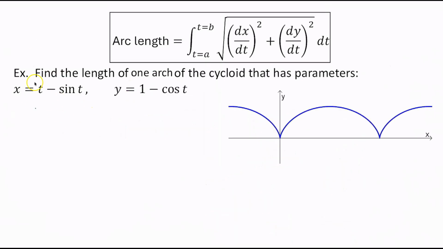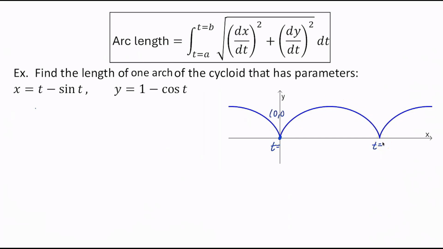In this example, I want to find the length of one arch of the cycloid that has parameters x equals t minus sine t and y equals 1 minus cosine t. So this is very similar to the cycloid from earlier, except that the parametric equations were multiplied by 2. So here, in order to use this arc length formula to find the length of one arch, I'm going to need my t values that correspond to when the arch is touching the x-axis again. So I want to know at what t value does my arch touch the x-axis.